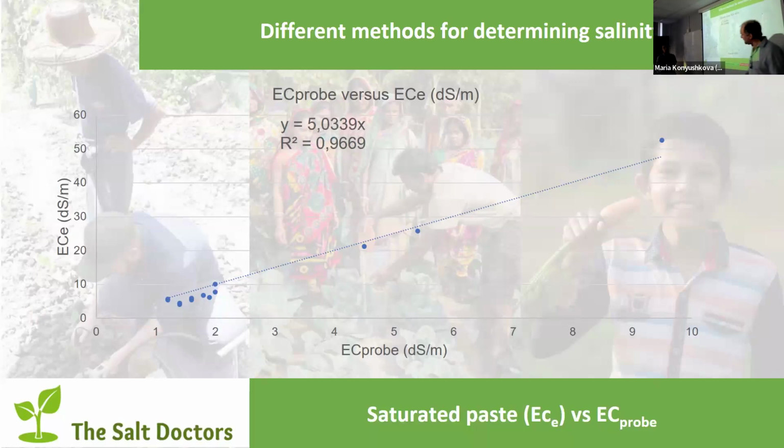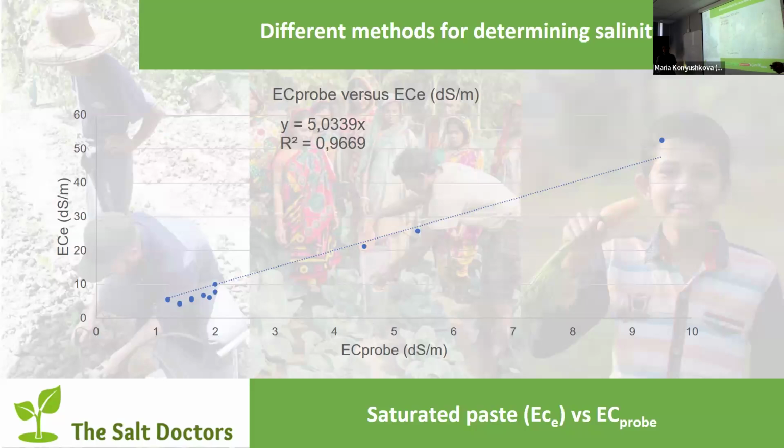So here we're looking at the ECe versus the EC probe. This is one that we're going to do today, and this tells us that if we get this EC probe value, we have to multiply it by 5 to get to an ECe value.